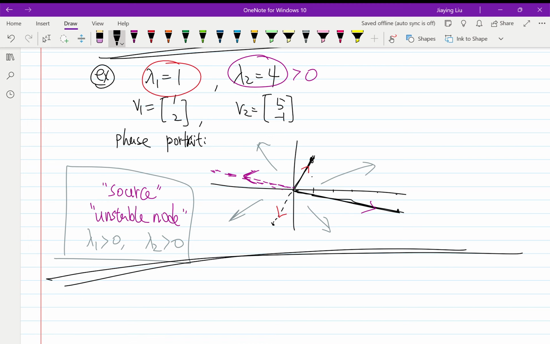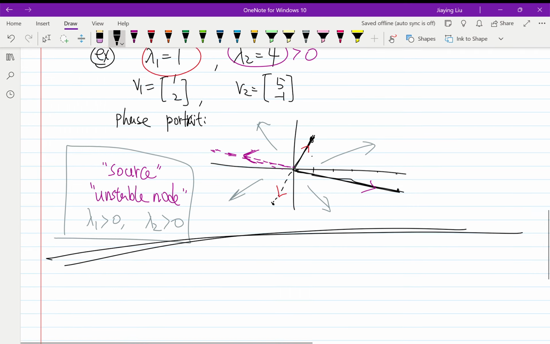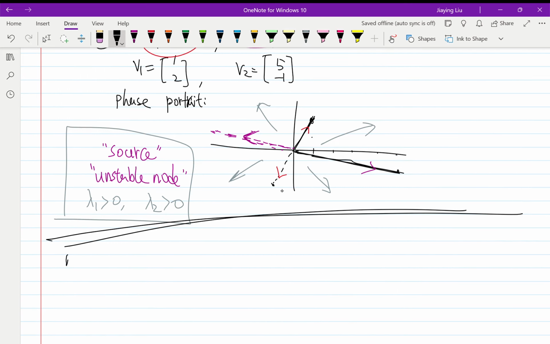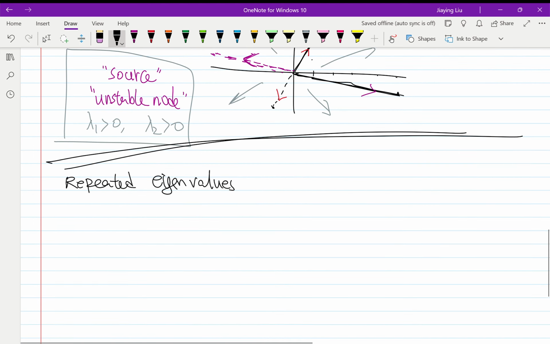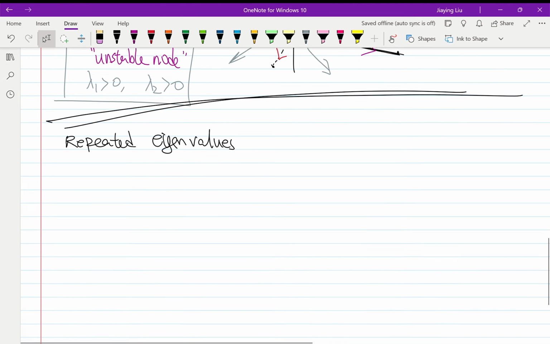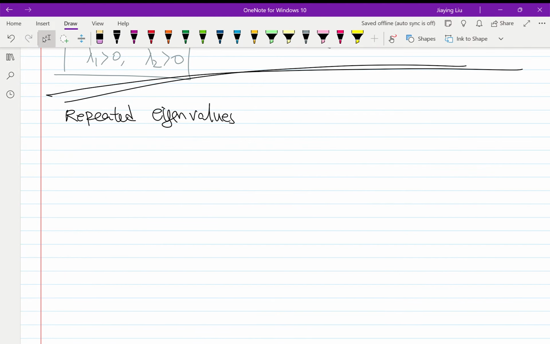So I have two examples with repeated eigenvalues. To solve them, it depends on how many eigenvectors we can obtain from them. But the process to solve them is the same. We just begin with finding the eigenvalue, then finding the eigenvector or vectors, and then write down the solution from there. So the first example I have is x prime equals negative 4x, y prime equals negative 4y.